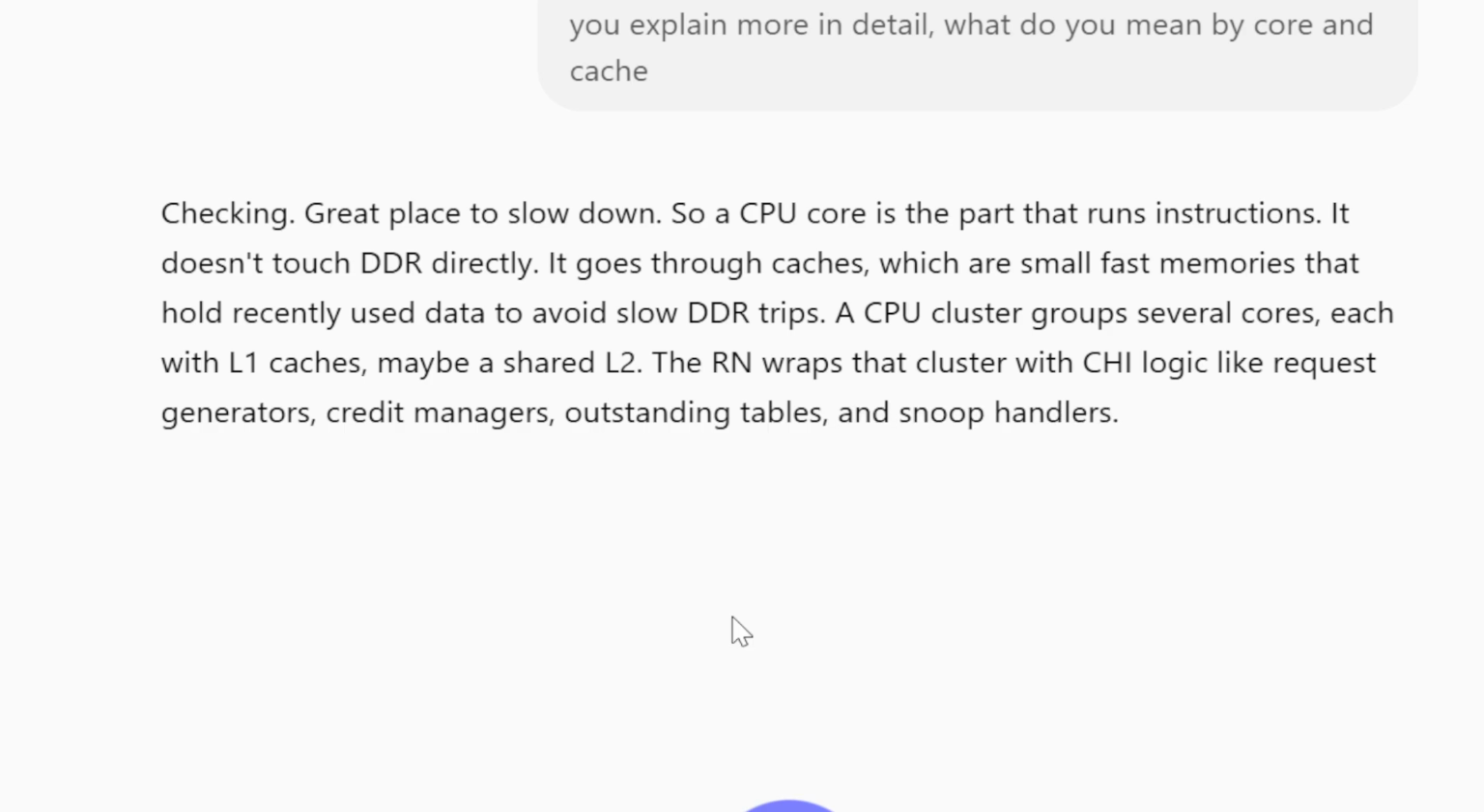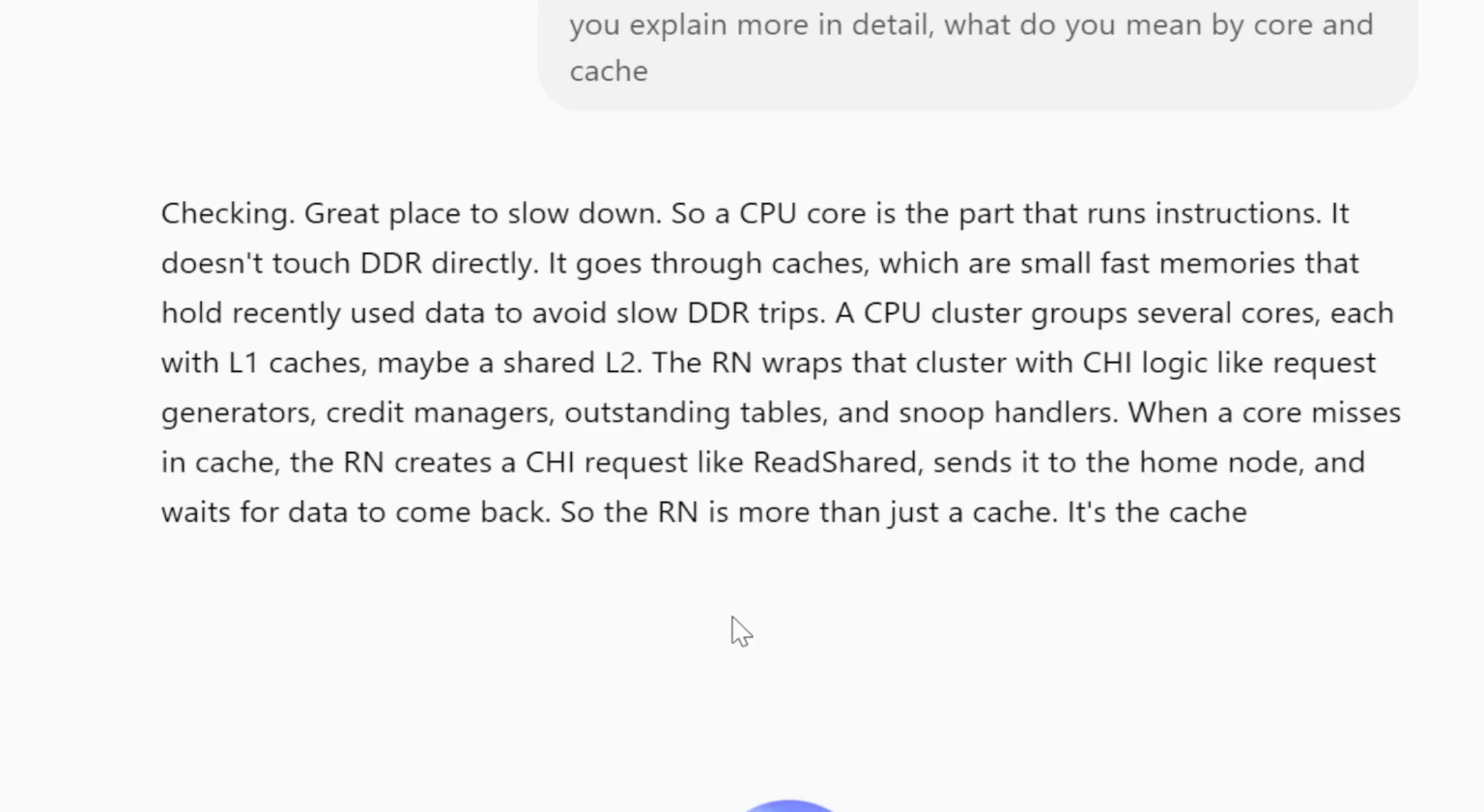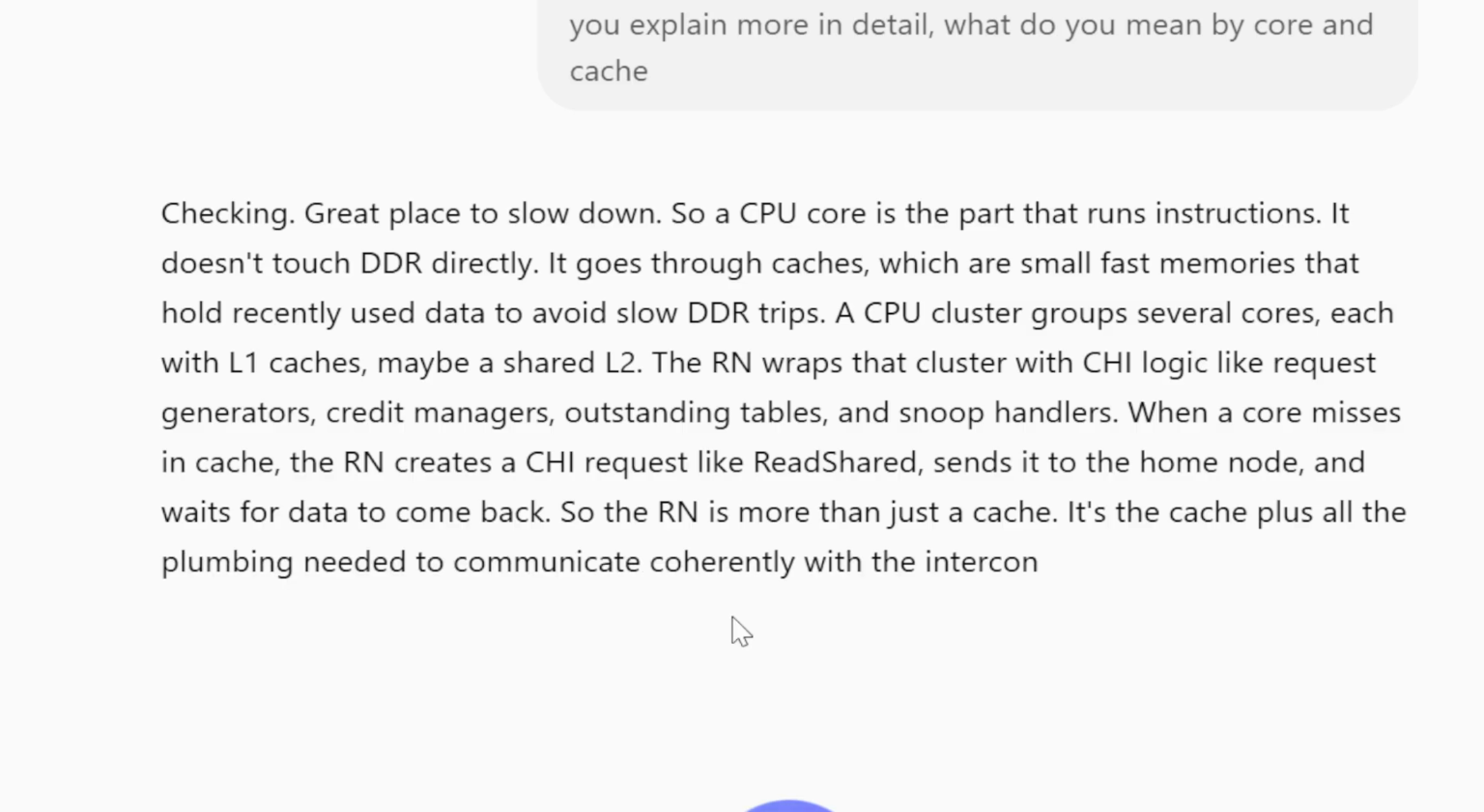When a core misses in cache, the RN creates a CHI request like ReadShared, sends it to the home node, and waits for data to come back. So the RN is more than just a cache. It's the cache plus all the plumbing needed to communicate coherently with the interconnect.